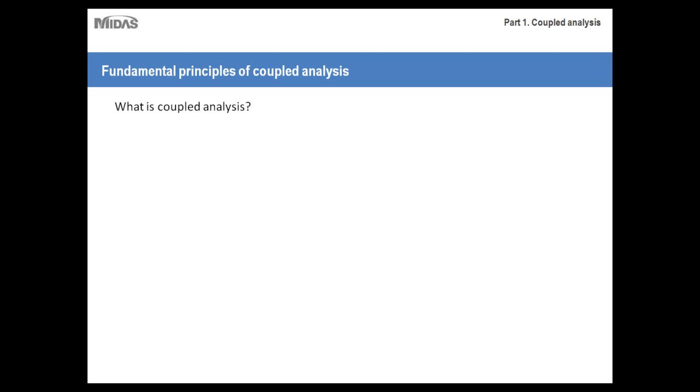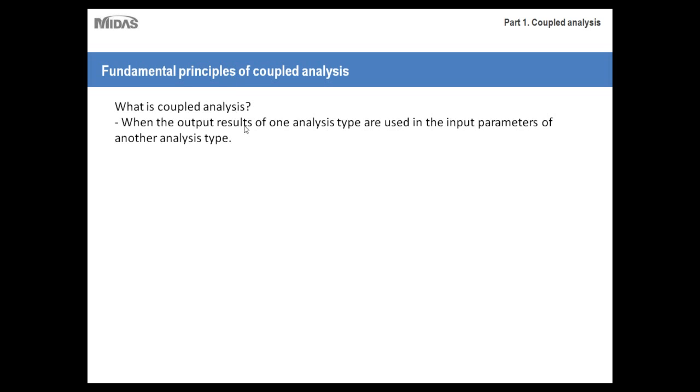Okay, so first, what is coupled analysis? Essentially, it is when the output results of one analysis type are used in the input parameters of another analysis type. To give further clarity, it's used for analysis types whose data is analytically interrelated. In other words, the output for one analysis type depends on the results of a previous analysis. And I'll go into greater detail about this through some specific examples.